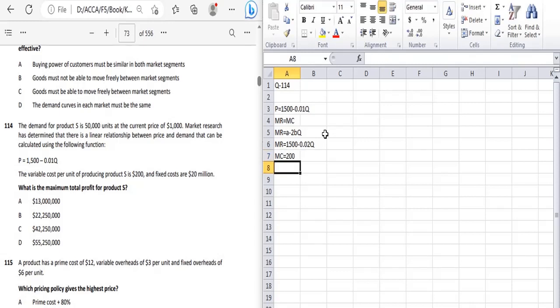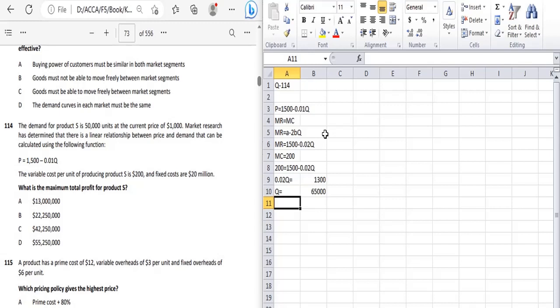So now equate the last two equations. 200 equals 1500 minus 0.02Q. So 0.02Q equals 1500 minus 200, which is 1300, divided by 0.02. So 65,000 is the quantity where you can maximize the total profit.